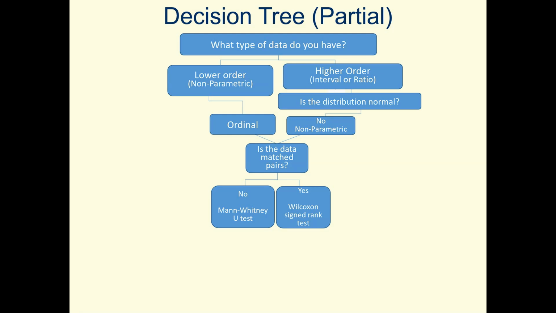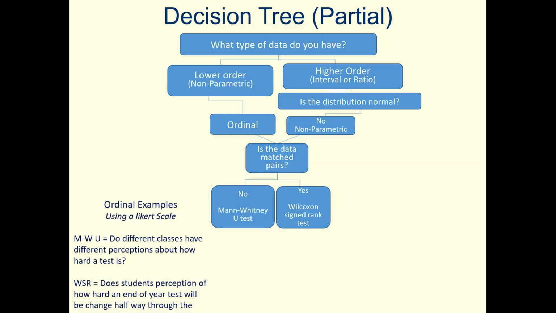So I'll give you a couple of examples. If we look at ordinal data first, then if I was going to work with the Mann-Whitney U test, I might ask some classes of students their perception about how hard a test is. So I would use a Likert scale here, saying, do you think this will be very easy, easy, you've got no idea, hard or very hard? Because these are set points and we can't have any partial point between them, this is an ordinal scale.